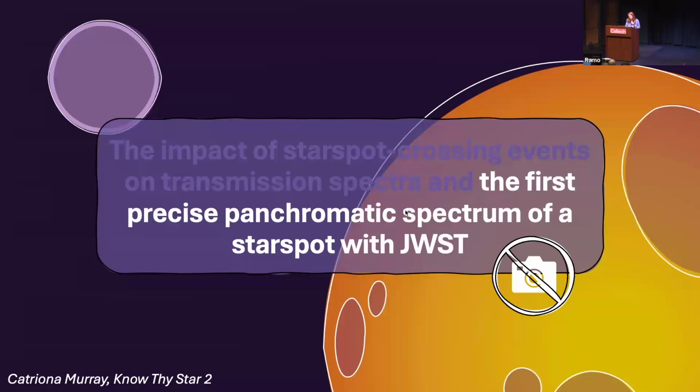But so just for the last part, I want to touch briefly on the GEO 5863 program that I'm leading to try and observe TOI 3884b, which has this big spot crossing event, to try and build up an empirical spectrum of a star spot with JWST. This is very much preliminary work, so please don't share.